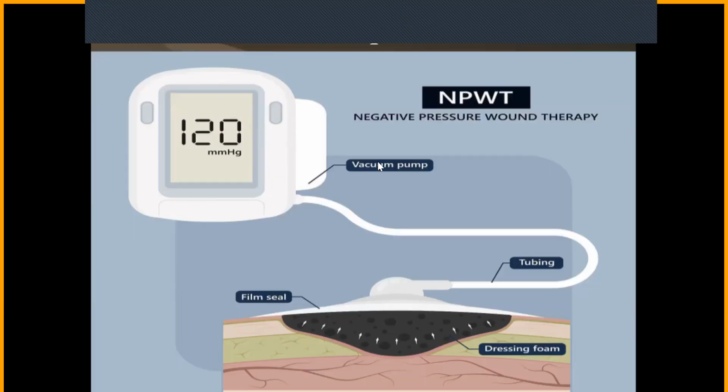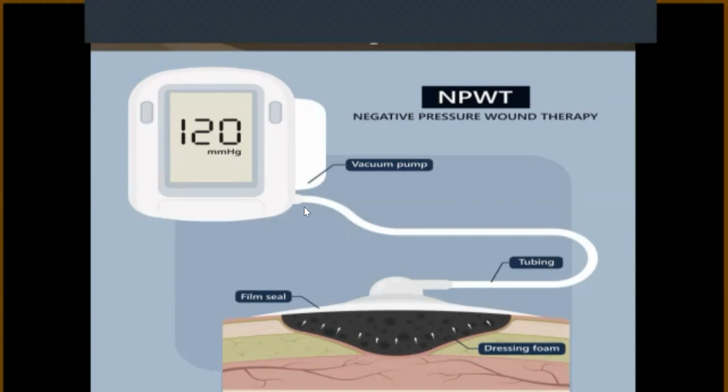This is the photograph showing the basic principle. Here is the ulcer, and this is the dressing, this is the sealing film, and this tube is connected to the vacuum device.